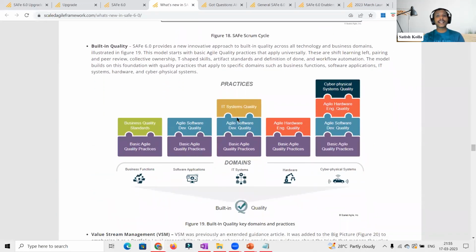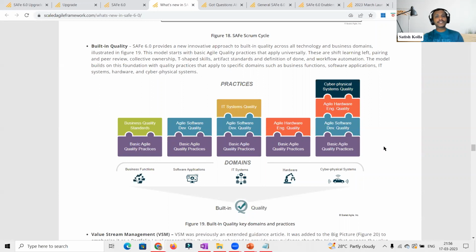Built-in quality is taken out from the core value, but it is still there on the framework. As you can see, the basic agile quality principles are now highlighted at each and every level, each and every component within the organization, within the implementation. Let's suppose hardware, IT, software, or the business functions. The basic quality principles still remain the same.